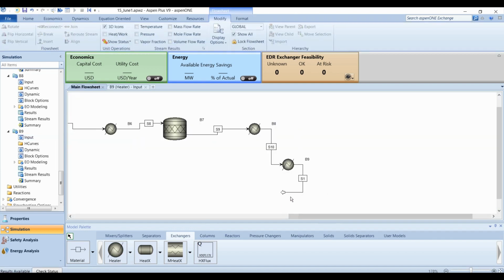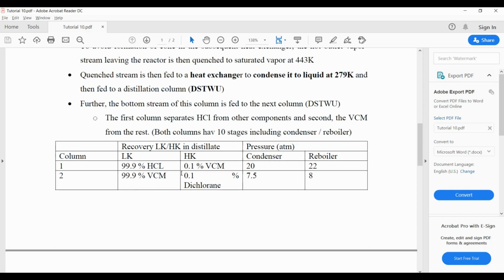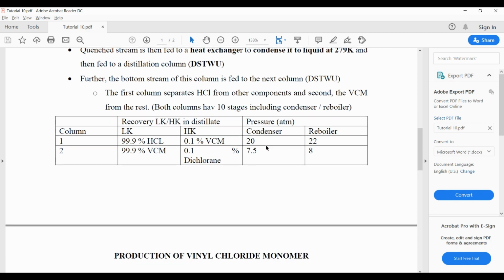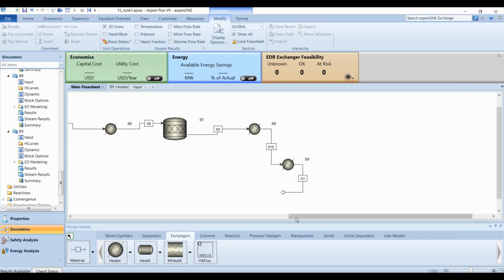Once it is ready, stream S1 is going to act as the feed to the distillation column. Here we have to understand that there are two distillation columns of the form of DSTWU. Since they are of the form of DSTWU, the recoveries of the light key and the heavy key in the distillates are given in this table, and the pressures are also given. Understand that the column has 10 stages including condenser and reboiler, 10 theoretical stages, and the total condenser, which I think is not mentioned here, is supposed to be used. So I will add DSTWU.